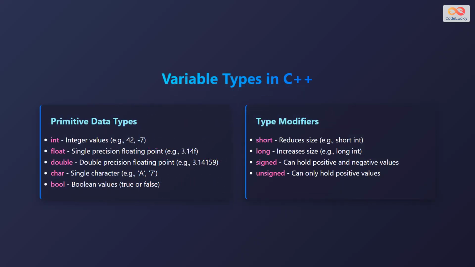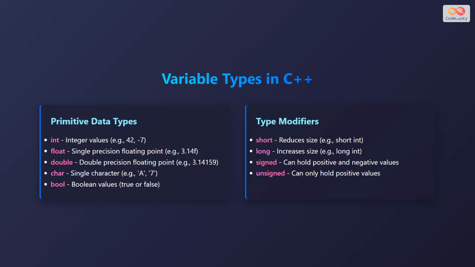Now let's explore the different types of variables available in C++. C++ offers a variety of data types to store different kinds of information. These data types can be broadly classified into primitive data types and type modifiers. Let's discuss primitive data types.